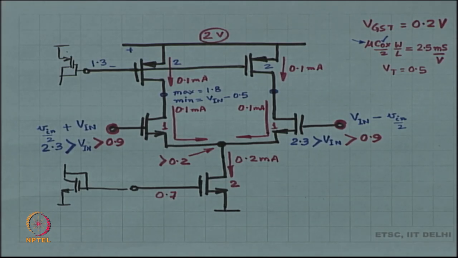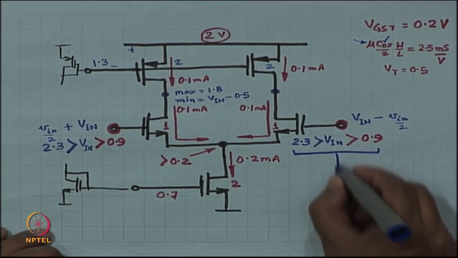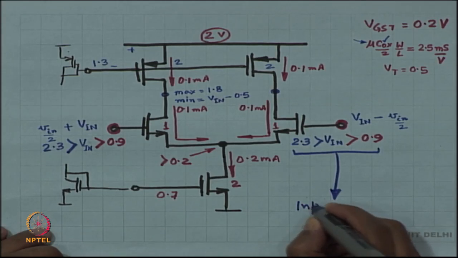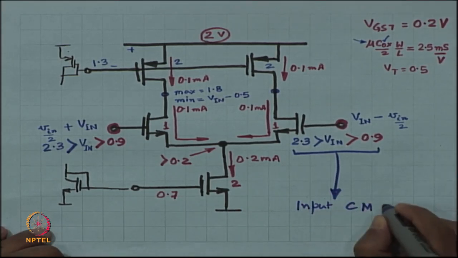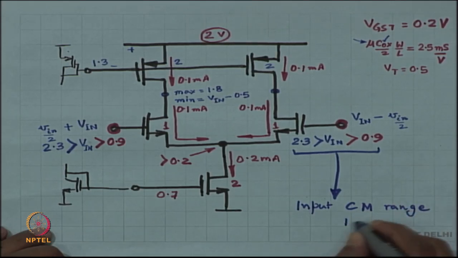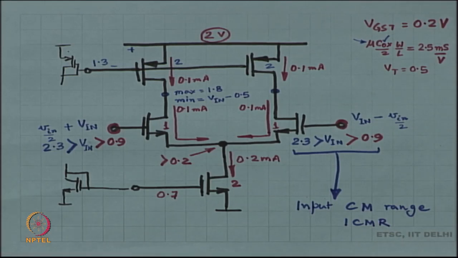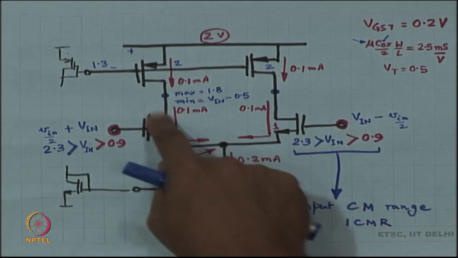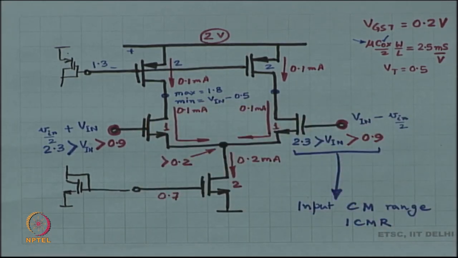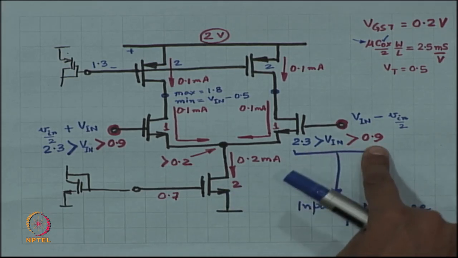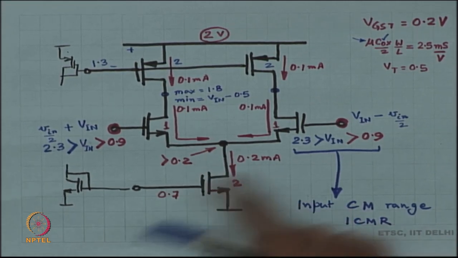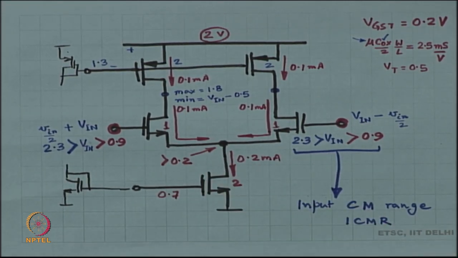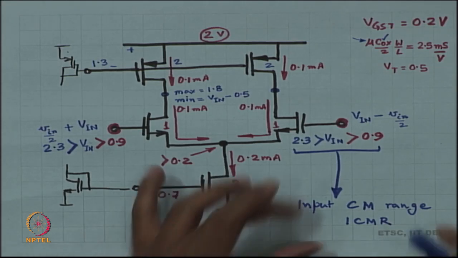All right. So this is called the input common mode range. In short, it is called ICMR. For this range of input common modes, this amplifier is actually going to amplify. If V in is more than 2.3, then there is no output at which things are in saturation, and if V in is less than 0.9, then once again the tail current source is outside of saturation, and things are not really working. So this is called the input common mode range.